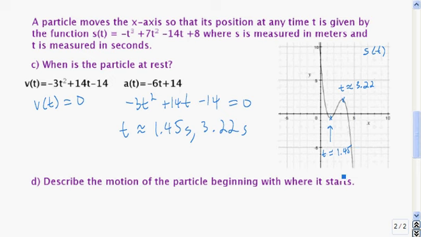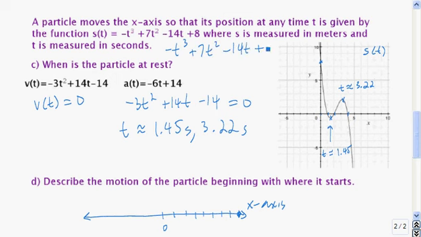Okay, now we want to describe the motion of the particle, beginning with where it starts. As I discussed earlier, when time is 0, the particle is way up here at 8, so the particle starts off at x equals 8. I want to find out what this x value and this x value are, and I also want to find the position of the particle at this time and at this time. To find these three x values, they're exactly where s of t equals 0. So these three are the x-intercepts of this function. So we need negative t cubed plus 7t squared minus 14t plus 8 to equal 0.